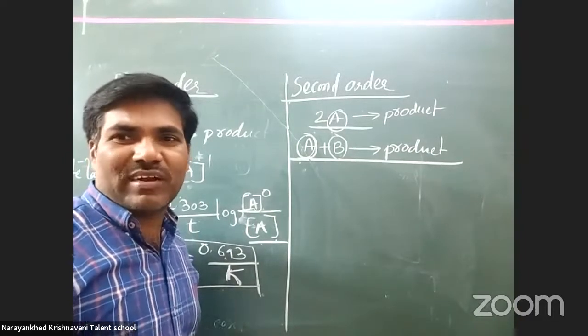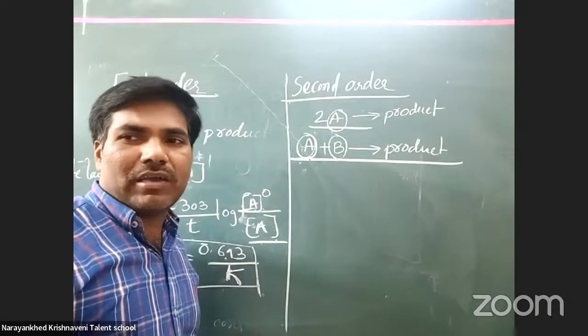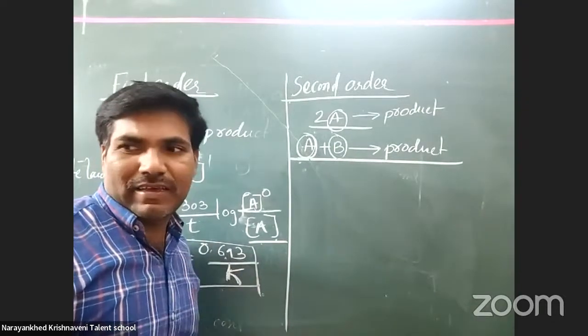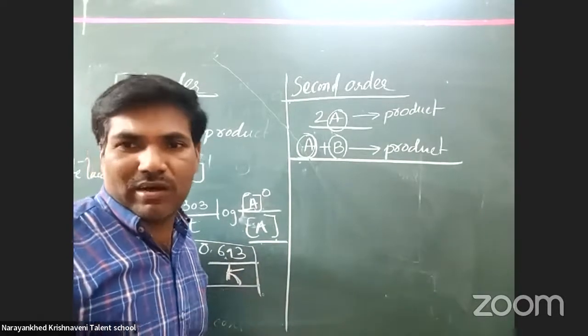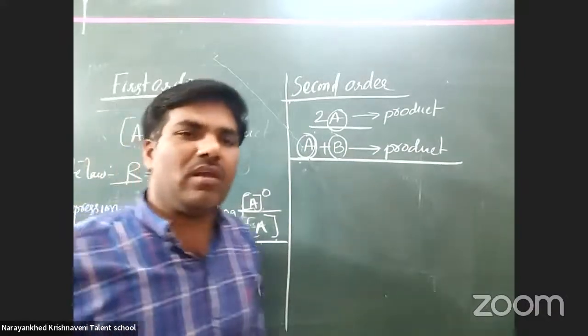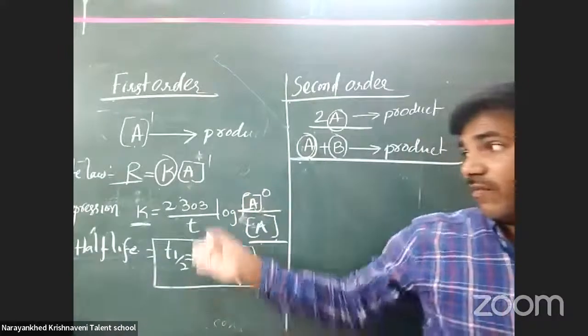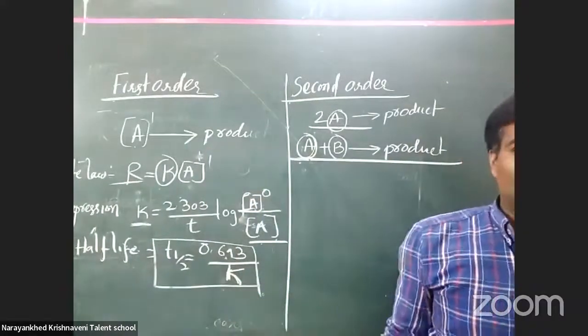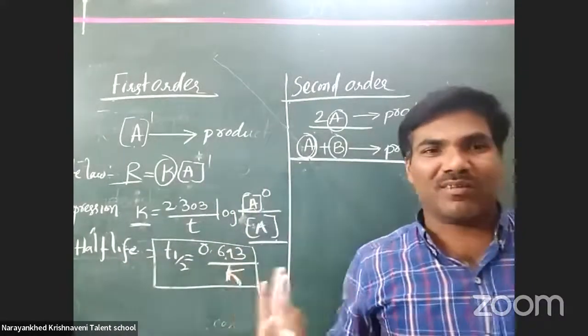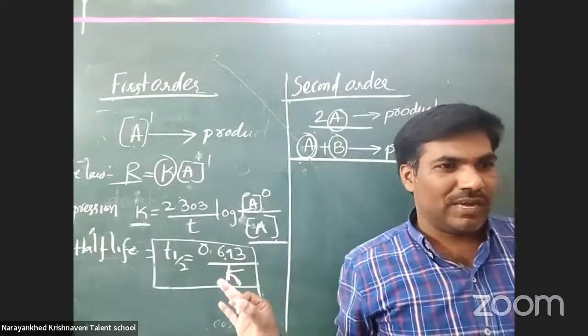Third order means what? Either 3A or A plus B plus C. That becomes a third order reaction. Especially up to your 9th class level, these orders and these principles are important. That's it. How we get these principles is not important for us. Clear or not?